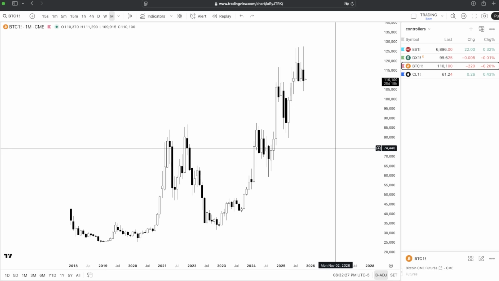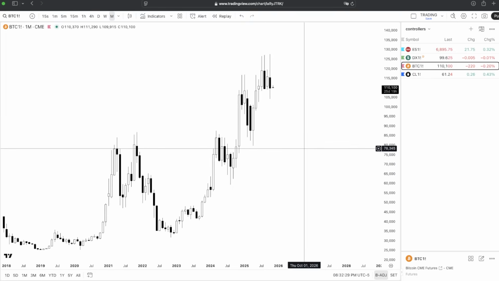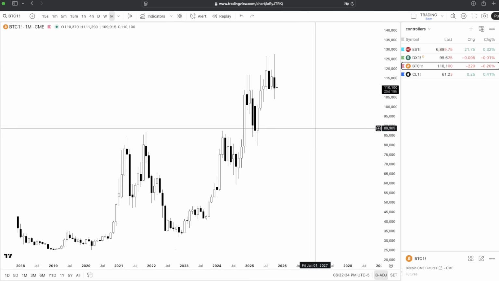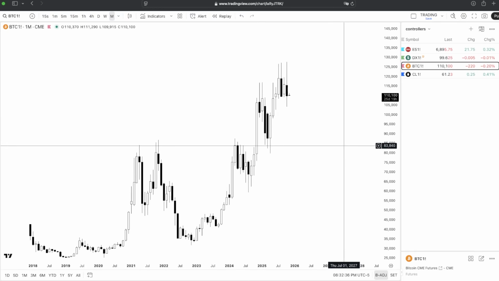So let's get on to Bitcoin here. And as you can see, Bitcoin is trending like crazy. By the way, crazy that Bitcoin is sitting at $110,000 right now.